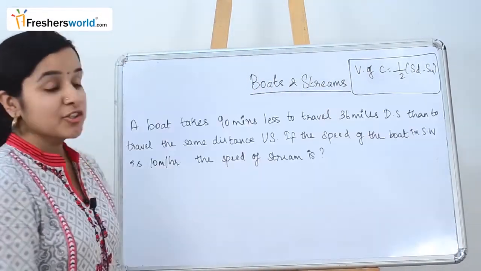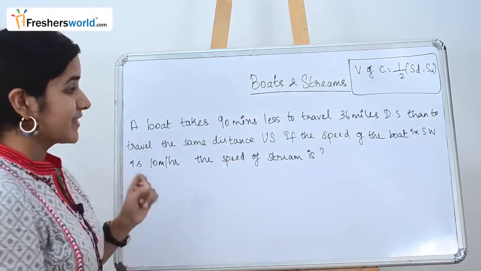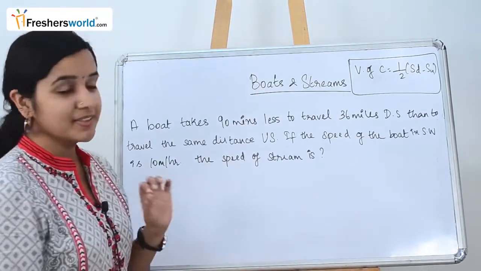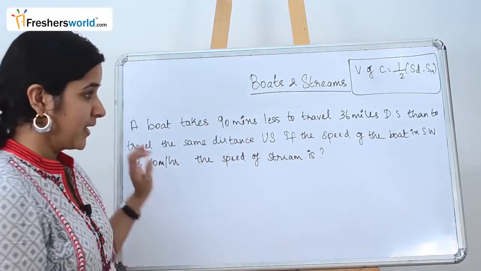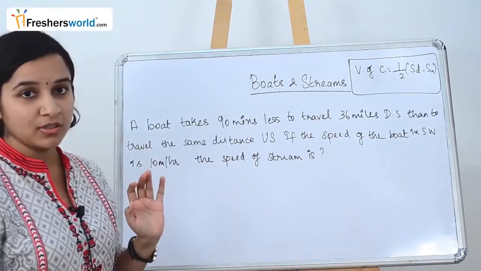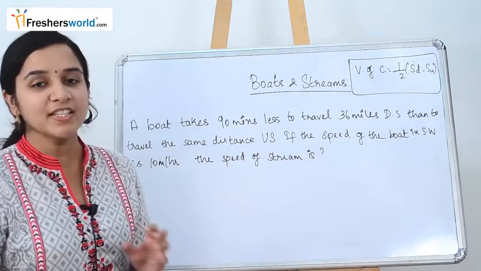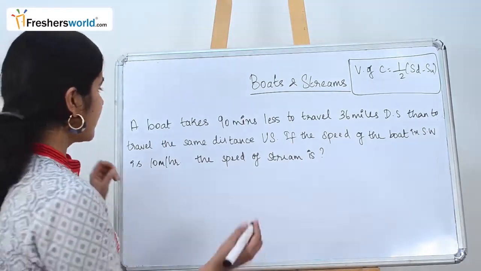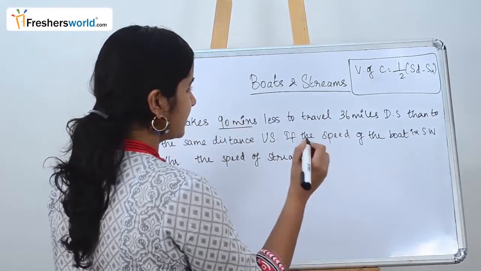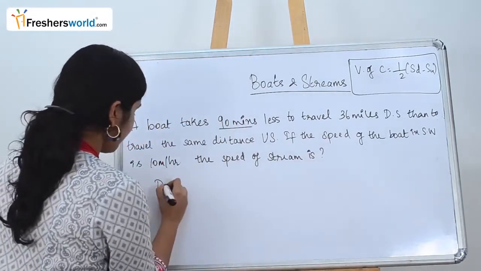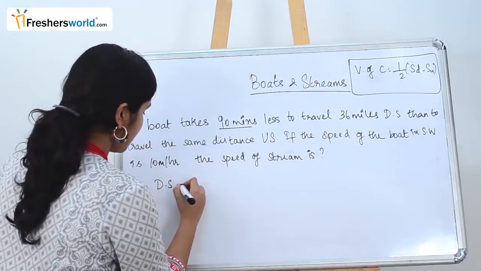Let's solve another sum. The second question is, a boat takes 90 minutes less to travel 36 miles downstream than to travel the same distance upstream. If the speed of the boat in still water is 10 miles per hour, find the speed of the stream. So let's get started. First we'll see the downstream speed and the upstream speed.